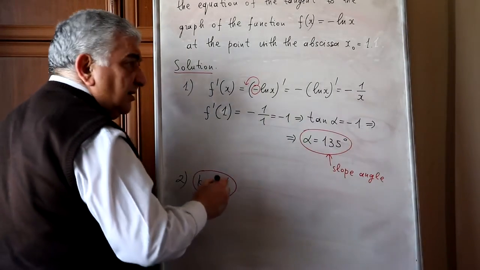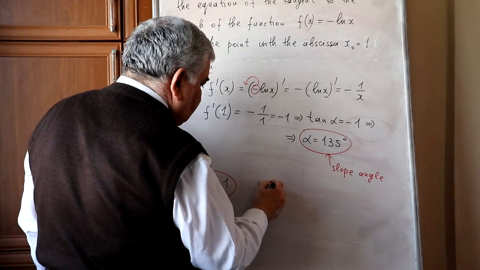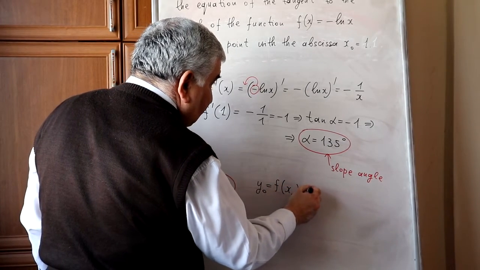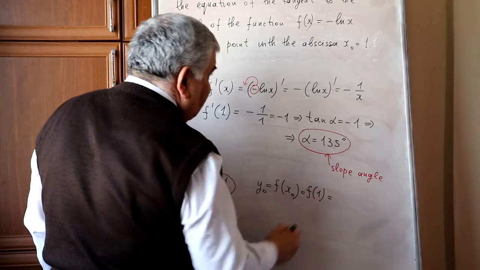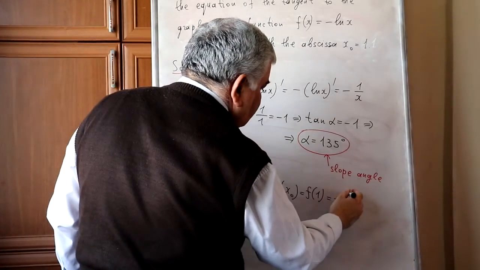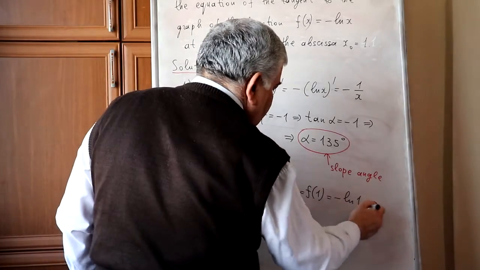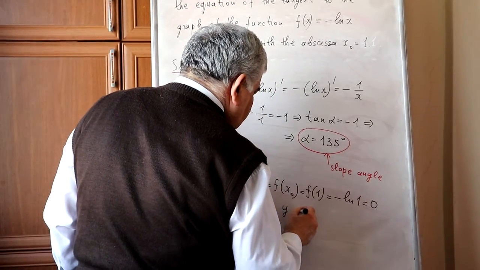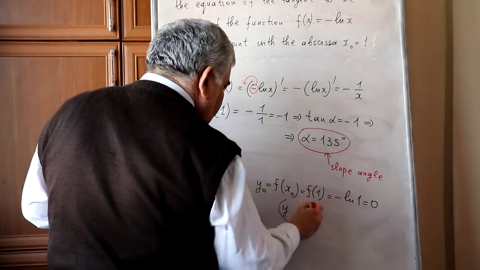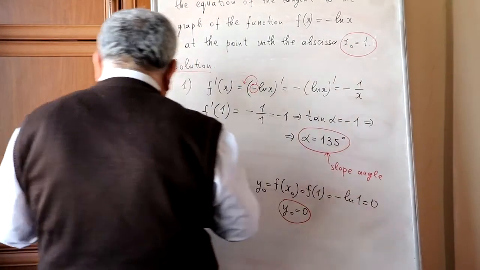Then find the value of the function at the given abscissa, that is, find y sub 0. y sub 0 is f at x sub 0, that is f at 1, and f at 1 is minus natural logarithm of 1, but natural logarithm of 1 is 0. So y sub 0 is 0. And according to the condition, x sub 0 is 1.